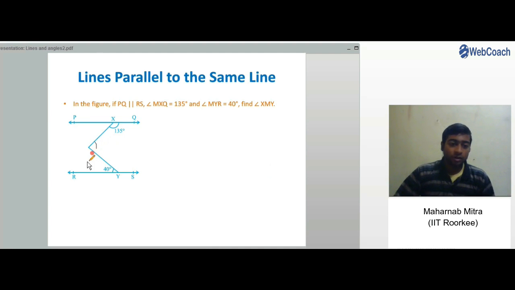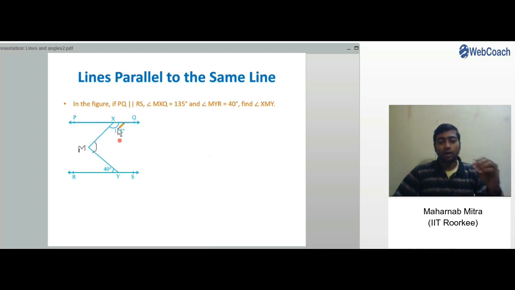XMY, which is this angle. This is point M. This is not given in the figure, but this is actually point M. So this is point M, and we have to find out the measure of the angle XMY, where we are given angle MXQ is 135 degrees and angle MYR is given as 40 degrees. So let's see how we can do this.